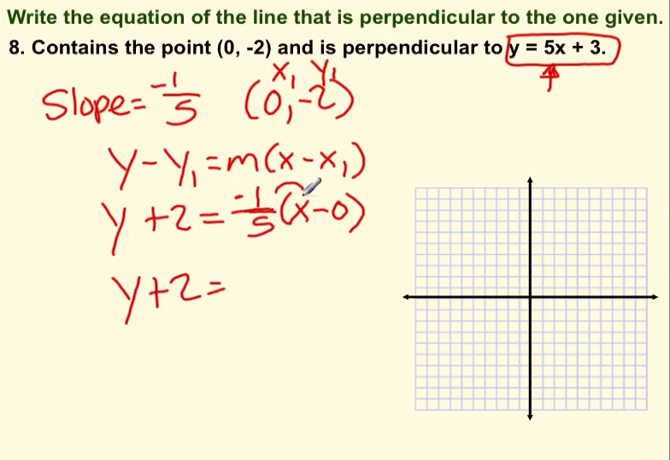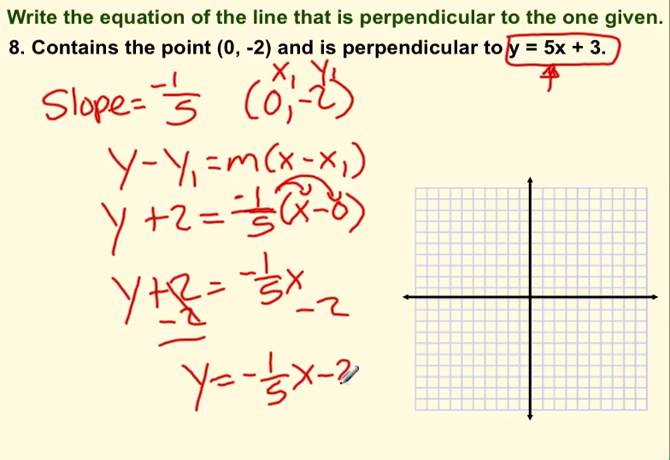When you distribute this, you're going to end up with a -1/5 x. And then multiplying by 0 or adding 0 on there isn't going to change anything, so I'm not going to write anything after that. Next, I'll subtract 2 on both sides. y is going to be -1/5 x minus 2. And that's what we're looking for, that equation.